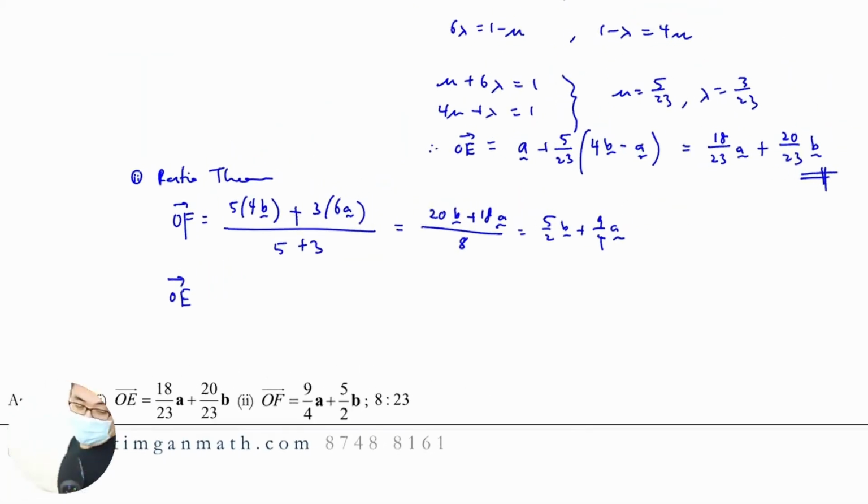So how do you show that this is a multiple of OE? Difficult to show, right? What will you do? And this is where there are many ways to show that. There are many ways to do it, but if you're confused, I can assure you this is the easiest way to do it. You make the coefficient of A 1. Okay, so let me show you how we do it.